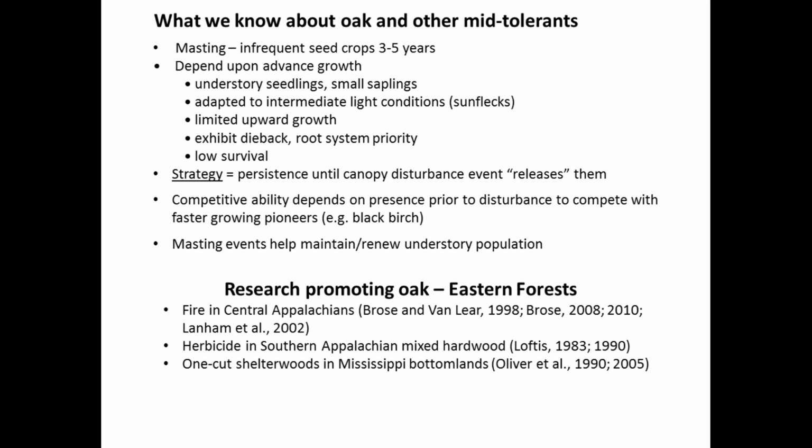Okay. Now, what we don't know is their relative differences in persistence. How does this change in relation to topography? We don't know the competitive interactions between species very well. How does black birch interact with the oaks, and how does sugar maple interact with the oaks? Under what site circumstances? Moisture, nutrition.